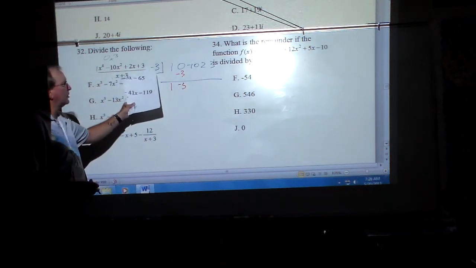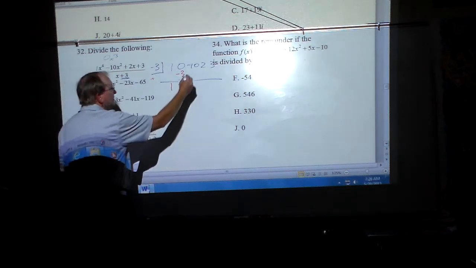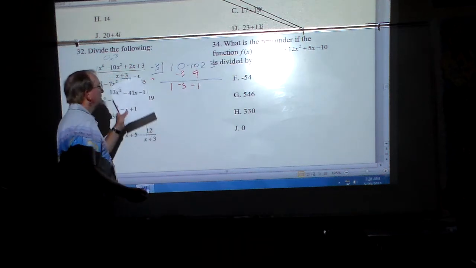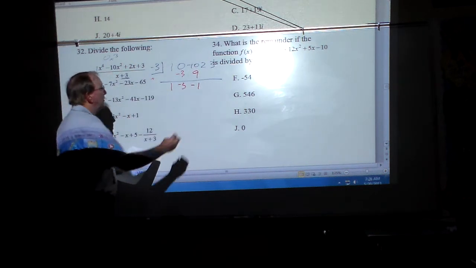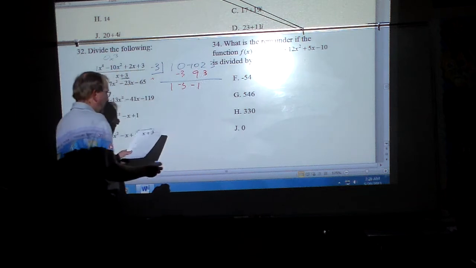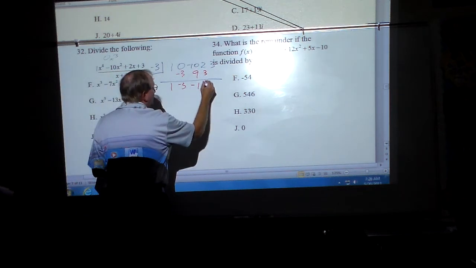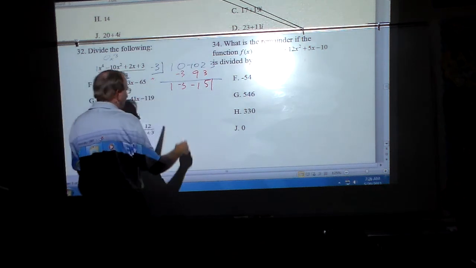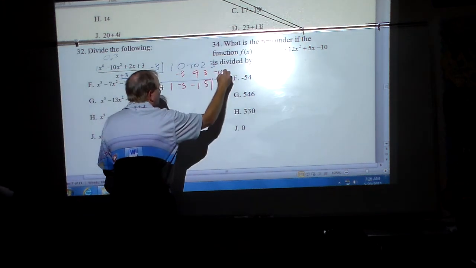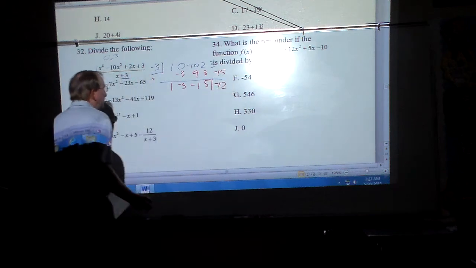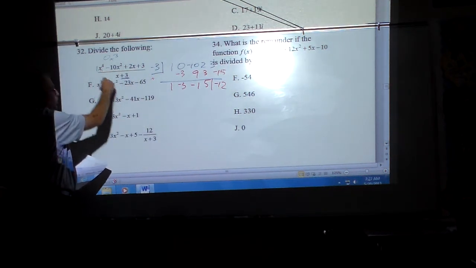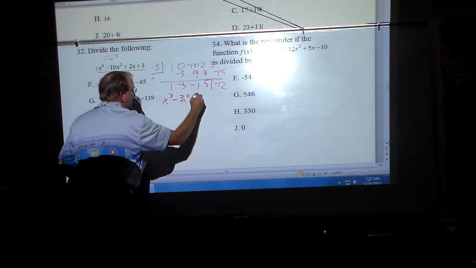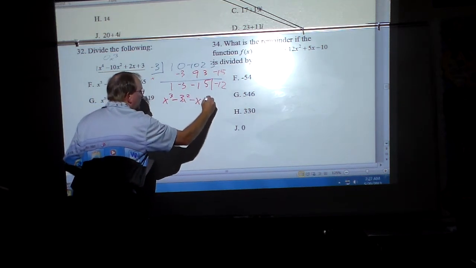I will now take negative 3 times negative 3, which makes 9. And because I switched my sign here, I can just add them, which makes negative 1. Negative 3 times negative 1 will be positive 3, which when I add those will make 5. And I always like to do this here. Negative 3 times 5, I get negative 15, which will give me a negative 12. Meaning, this started with x to the 4th. The answer is x cubed minus 3x squared minus 1x plus 5.